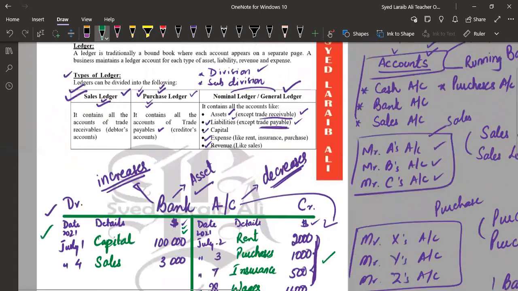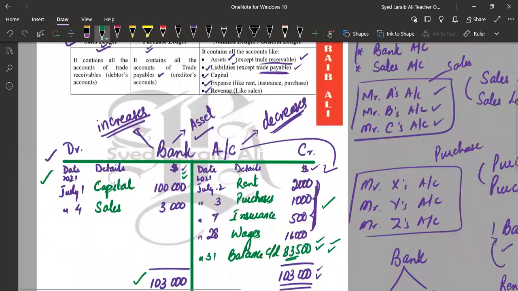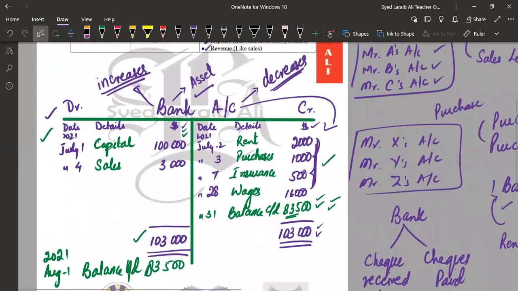So today we discussed ledger and its type, and I also told you how to prepare a T account. If you need to ask anything, please write in the comments and ask me. In the next lecture, I'm going to prepare a T account along with the questions. We are going to take any of the questions as an example, and we'll make different T accounts, and then we'll balance them.